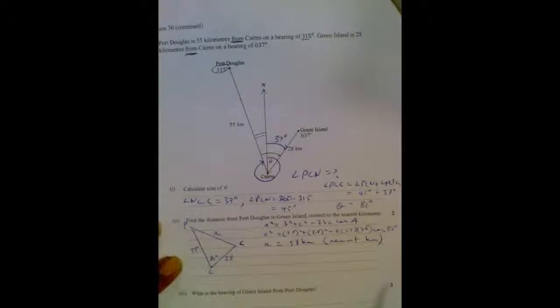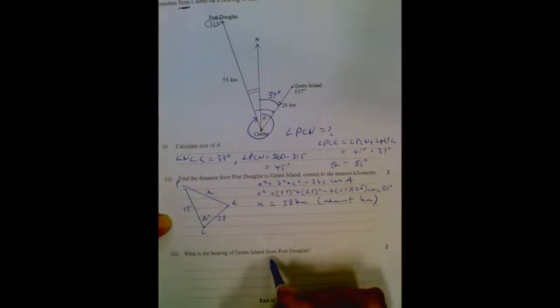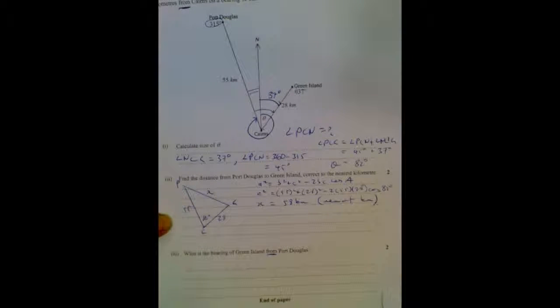Now, part 3. I'm going to have to scroll up a little bit here. What is the bearing of Green Island? And once again, from Port Douglas. So this is where people always have misconceptions, not understanding what you're measuring from. The big tip that I will always give with trig work and bearing work is wherever you're measuring the bearing from, put in a northerly direction line.